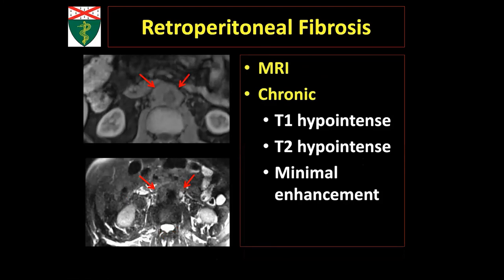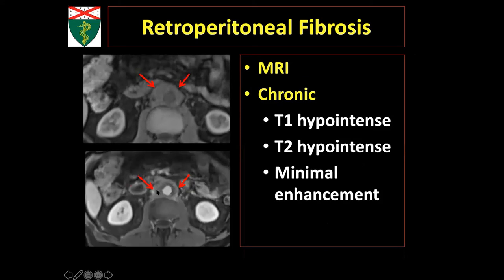And we talked about the early stage and the late stage. So how does one go about potentially differentiating that? It's quite hard on CT imaging. PET imaging may be a little bit more promising in that the early stage will have a little bit more FDG avidity. On MR imaging, chronic disease tends to be T1 and T2 hypo-intense, as you can see over here. When you give contrast, there'll be minimal enhancement.